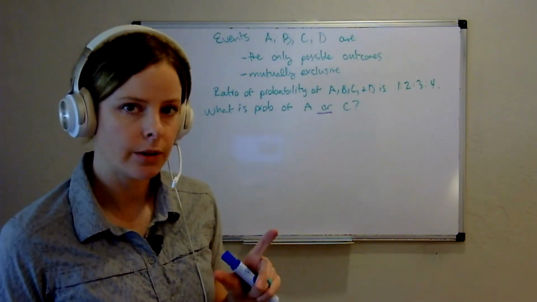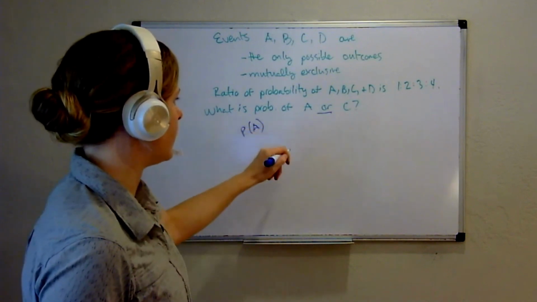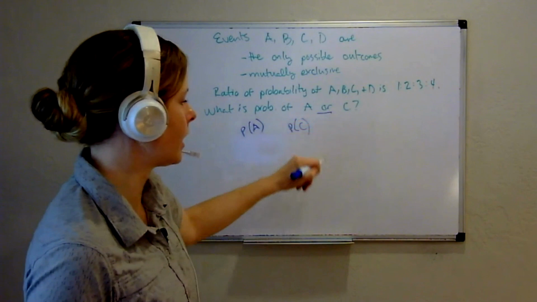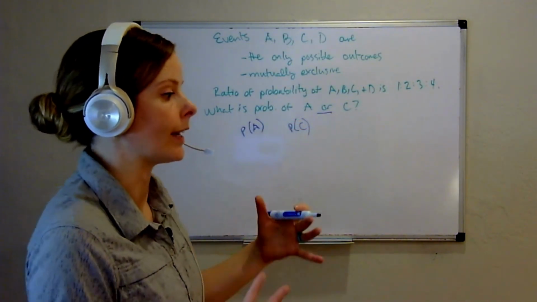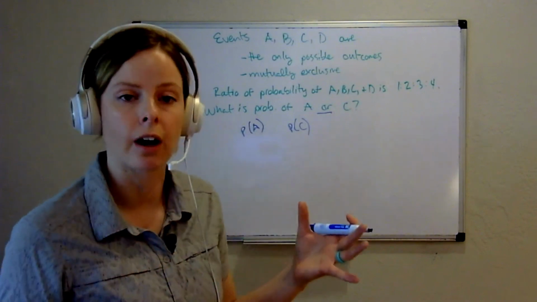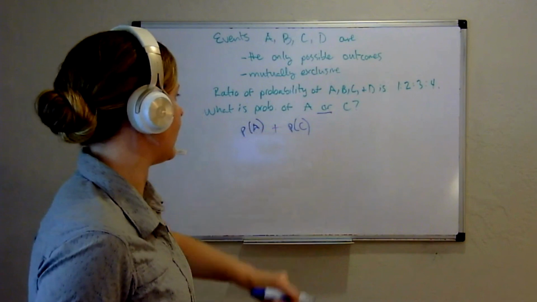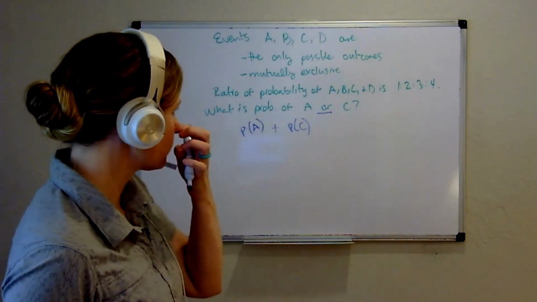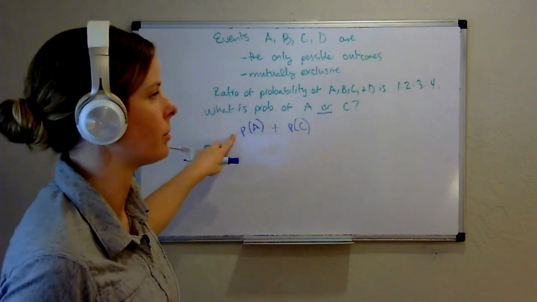So what we can do here is just figure out the probability of A and the probability of C. And because we're happy with either of those things happening, we're more likely, because we've got these two different options, that makes us more likely to succeed. We can just go ahead and add them together. Now, this is going to help us figure out the probability of A and the probability of C.